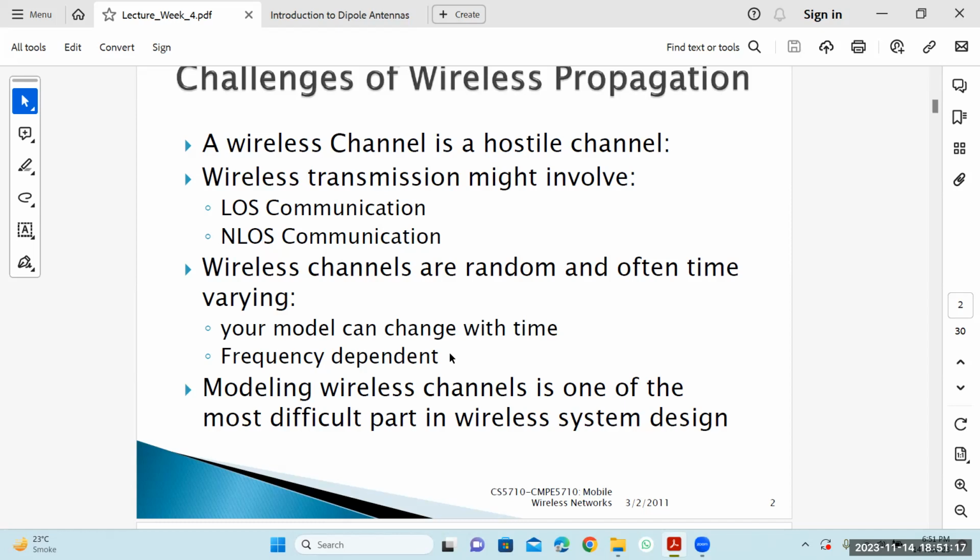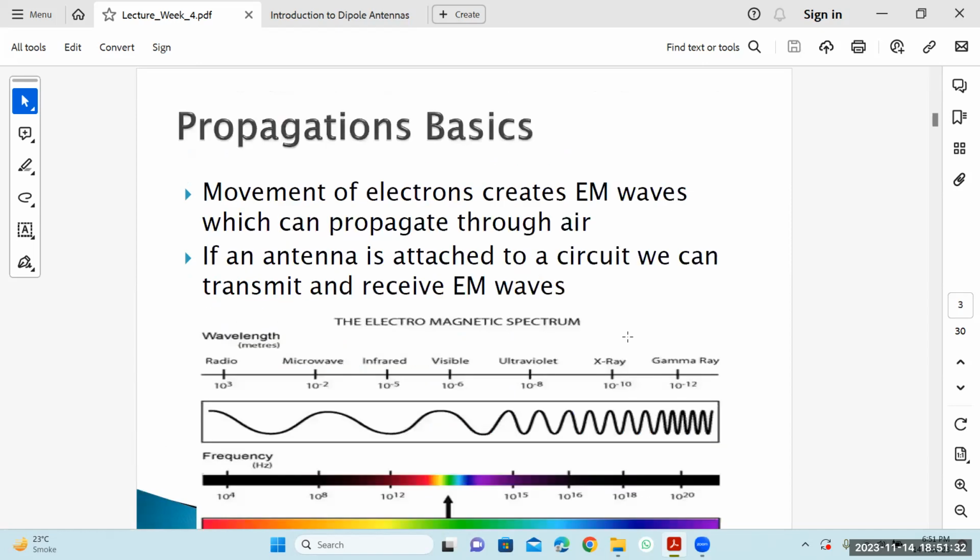Modeling wireless channels is one of the most difficult parts in wireless system design. So whenever you say wireless system design or wireless networking, it is the channel that is the culprit, and it is the channel that needs to be taken into account for whatever kind of design you're making.